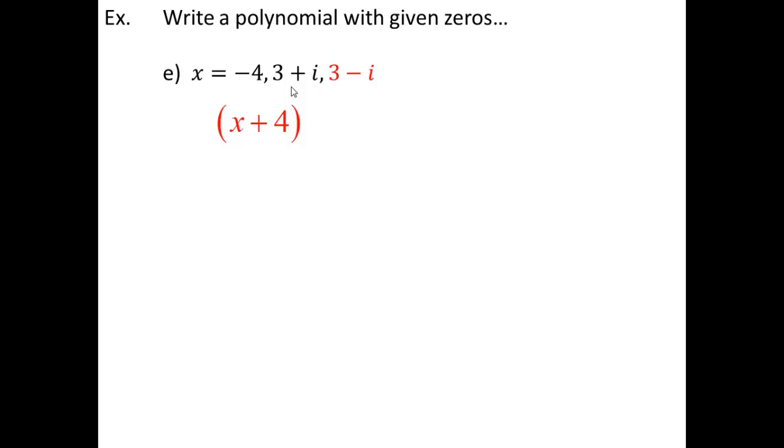Be careful with the 3 plus i. Keep in mind, if I have x equals 3 plus i, turning this into a factor means I'm going to subtract the 3, subtract the i, so I have x minus 3 minus i. On this one, a common mistake occurs, and you're going to write x plus 3 plus i, but really it's just the i that changes sign. It's still a positive 3. I'm still subtracting 3 and then adding i, so it would be x minus 3 plus i.